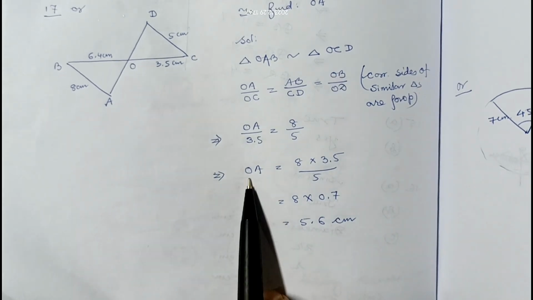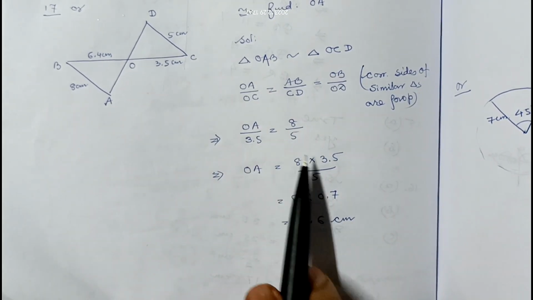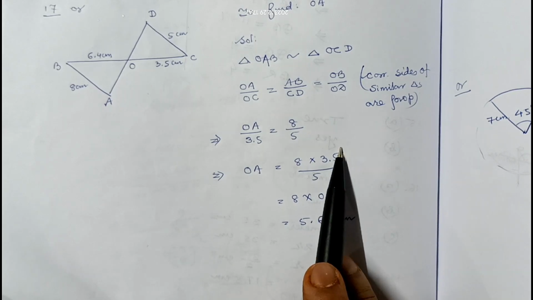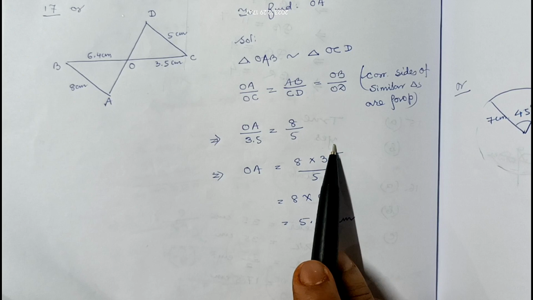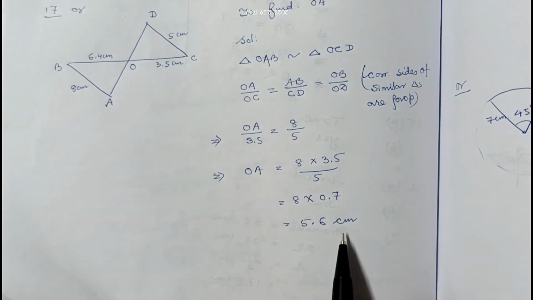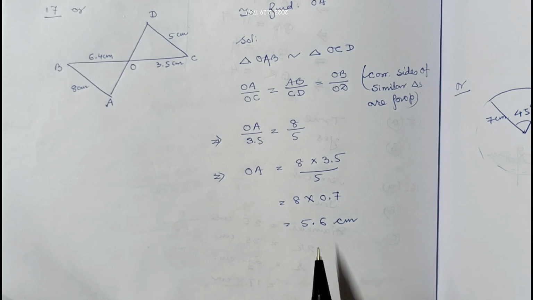So OA equals 8 into 3.5 by 5. 3.5 cancelled by 5 will be 0.7, because 5 sevens are 35. 8 into 0.7 will give 5.6 centimeter. Therefore, the required length of OA is 5.6 centimeters.